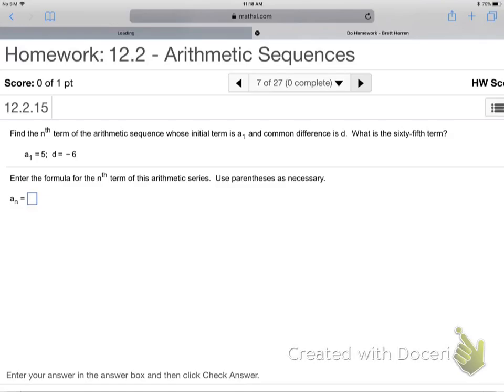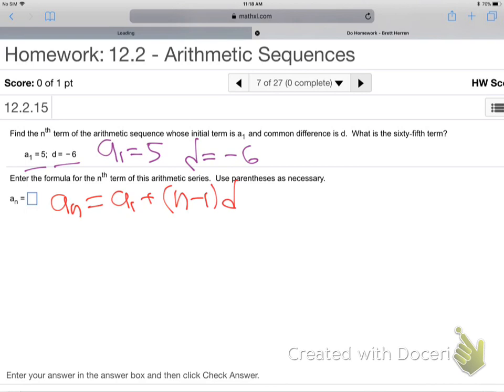Let's try this one. Give that a try. They're giving you the first term and the difference from term to term. A1 is 5. D is minus 6, so it's going down 6 from term to term. Then they want you to find the nth term formula. Let me write that out: a sub n is a1 plus n minus 1 times d. Go ahead and plug into that, clean it up, and you'll have your formula.